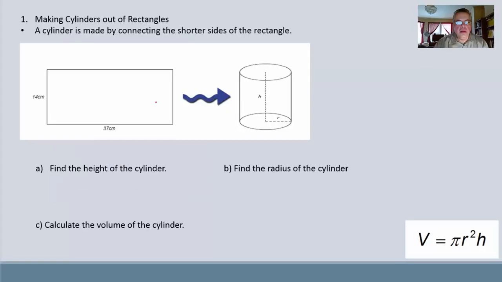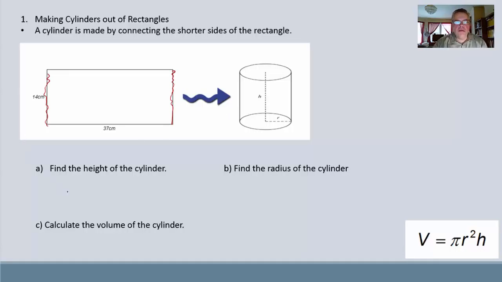Let's get started. We want to talk about making cylinders out of rectangles. So we start with a rectangle and we connect 2 opposite sides. In this case, we're going to connect the short side. So this side that's 14, we're going to tape together with this side and make the cylinder. This is kind of what happens when you put a label around a soup can or a can of green beans. If you've ever pulled off the label and unfolded it, it's a rectangle.